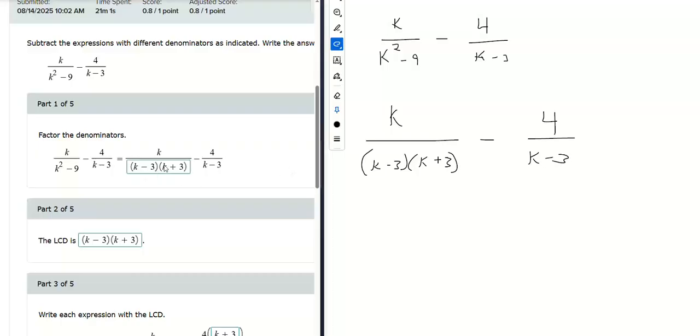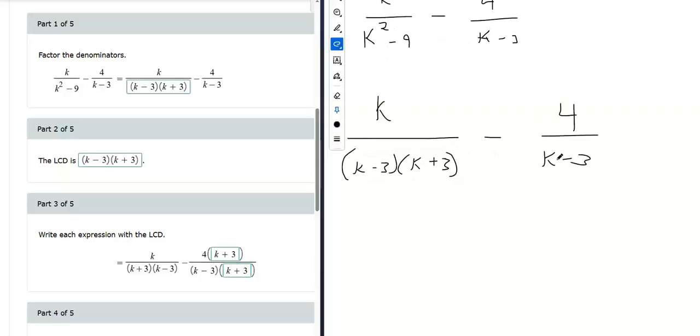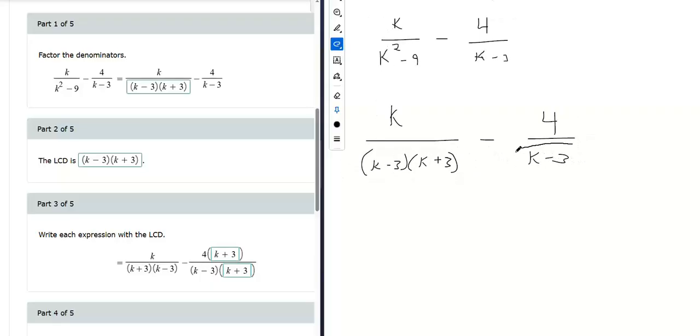They factored the denominator. The least common denominator is the smallest thing that we can turn both of the denominators into. Okay, so this is the smallest thing we can turn this denominator into. This denominator can be turned into this denominator if we just multiply it by a k plus 3. So this is the least common denominator over here. That's the smallest expression that we can turn both of the denominators into. We can get this to turn into this with just one step.